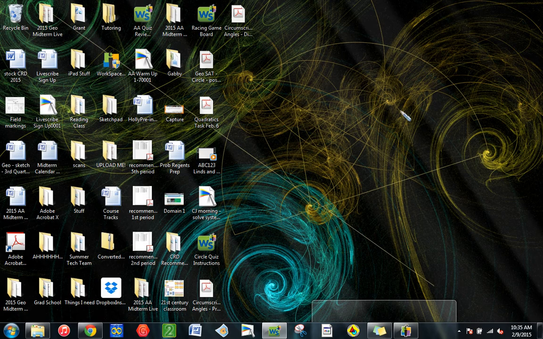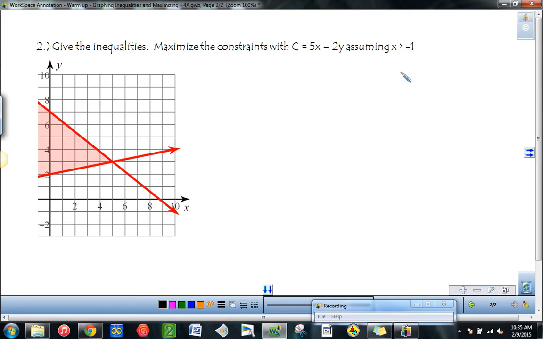Alright, just to make our lives a little easier, can you change this guy to a 0? So we're going to pretend that there's also a line right here. So we're just looking at this section. Otherwise, we have to deal with decimals and fractions. I'm not trying to do that. Okay. What do you got to do? Give the inequalities. Maximize the constraints with c equals 5x minus y.